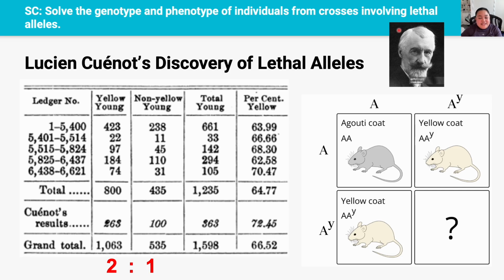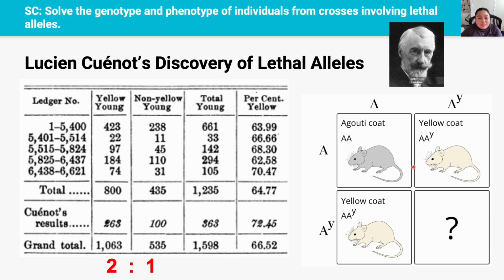A few years later, in 1910, American scientists W.E. Castle and C.C. Little confirmed his results, and this was their data. They too saw a 2:1 ratio of yellow to non-yellow mice. When they did further research, they discovered that the homozygous yellow mice that would have been in this box here actually died during embryonic development. So in other words, the yellow allele is lethal in the homozygote. This explained the strange 2:1 ratio.